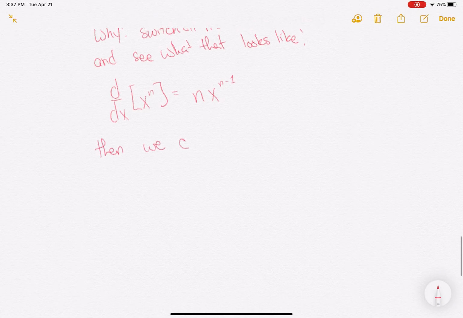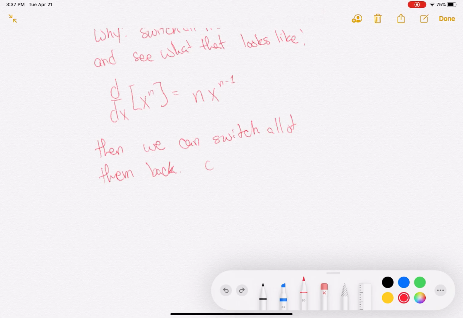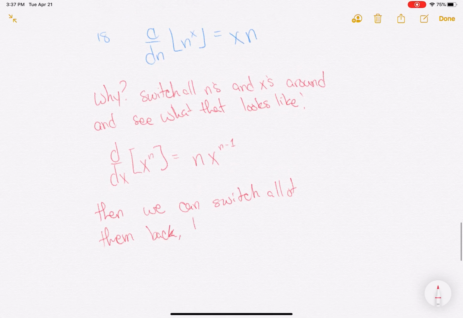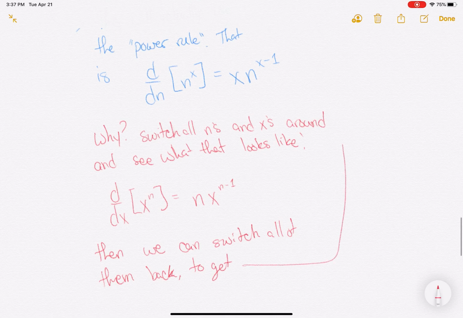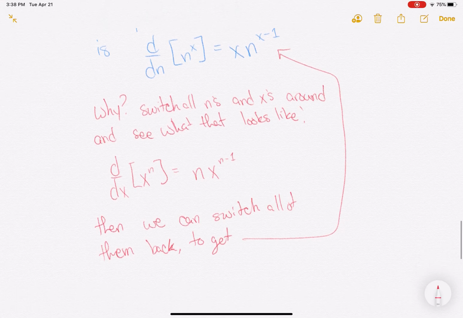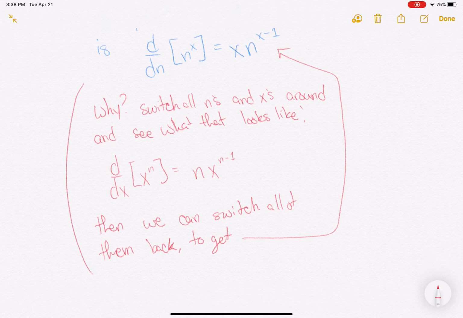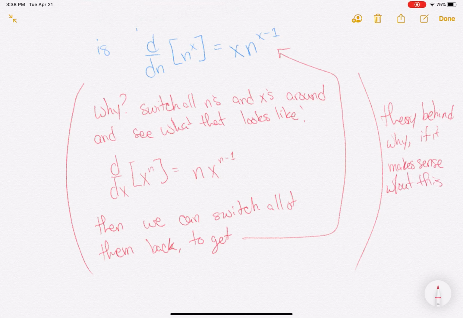Then we can switch all of them back, and we get exactly what I wrote above. I'll just draw an arrow there. Switch all of them back to get that. So this is just a theory behind why. If it makes sense without it, don't worry about it.